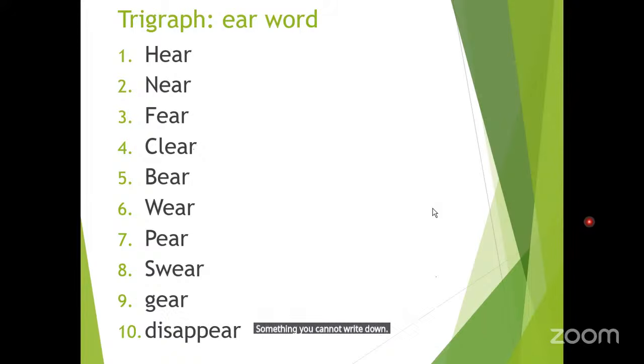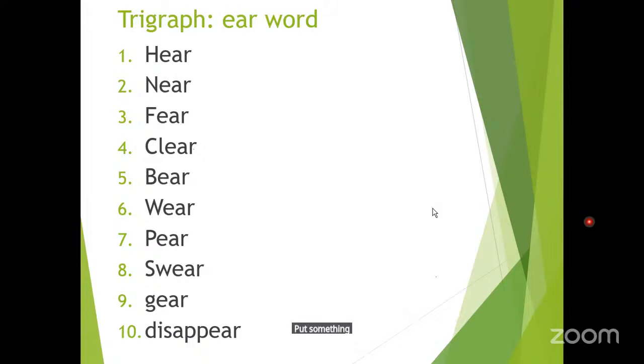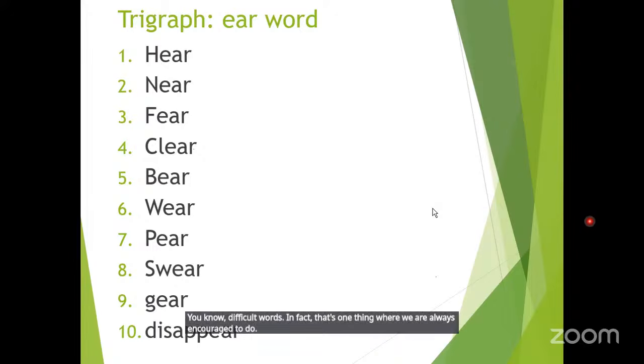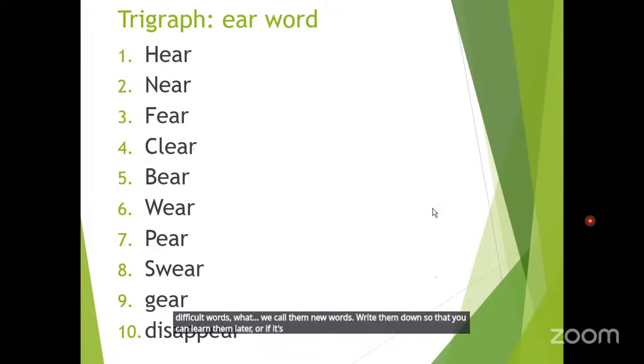Let me assume you are in church, you are jotting, and you hear a word you cannot write down, or you don't know the exact spelling. Put something down. In this our class, you can ask about it. Difficult words, in fact, that's one thing we are always encouraged to do. When you are reading something and you have difficult words, what we call new words, write them down so that you can learn them later, or if it's something you need to ask a question about, we ask the question. And let's help ourselves.